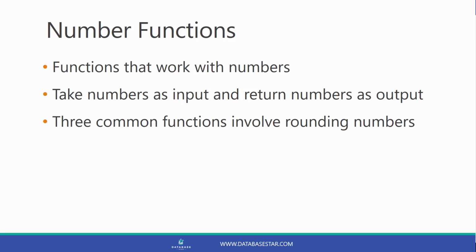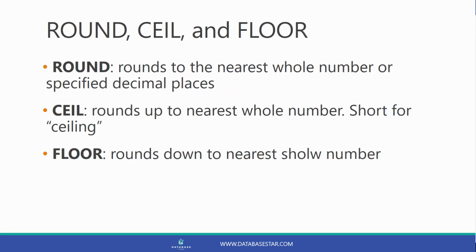They are helpful when working with number values. Three of the most common number functions involve rounding values. We'll look at those functions in this lesson. The round function rounds numbers to the nearest whole number or a specified number of decimal places. The ceil function is short for ceiling, and it rounds a value up to the nearest whole number. And the floor function rounds a value down to the nearest whole number. Let's see some examples of these.